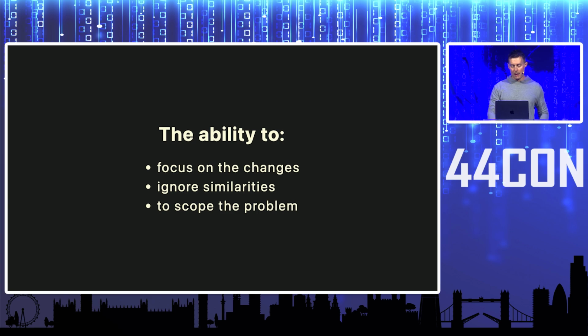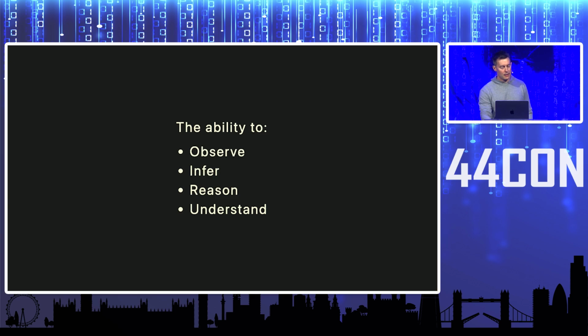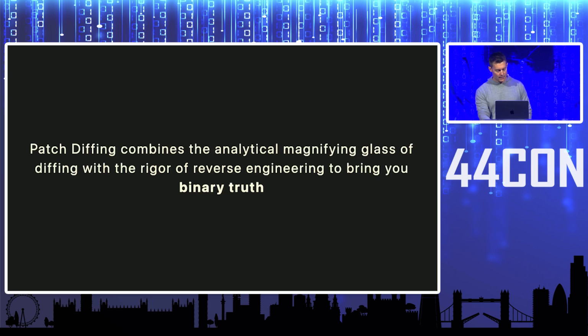So the scope of the problem goes way down. And the power of reverse engineering is kind of the ability to observe, infer, reason, and understand about what is going on. And that comes with experience, but a CVE makes a great reverse engineering weekend project: start with something that's a known problem, scope it way down, and try to reverse it. Again, I'm leveraging patch diffing to see this binary truth. I'm proclaiming what has changed.